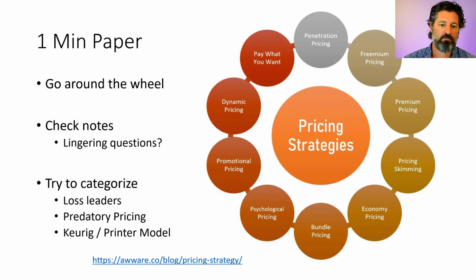So there's a lot of different pricing strategies that people can use. You see different ones. So freemium. The freemium idea is one you see in apps a lot. So you have a free version of the app and then a premium version of the app. We have economy pricing, psychological pricing, which we talked about, dynamic pricing, which we'll talk about in a minute.